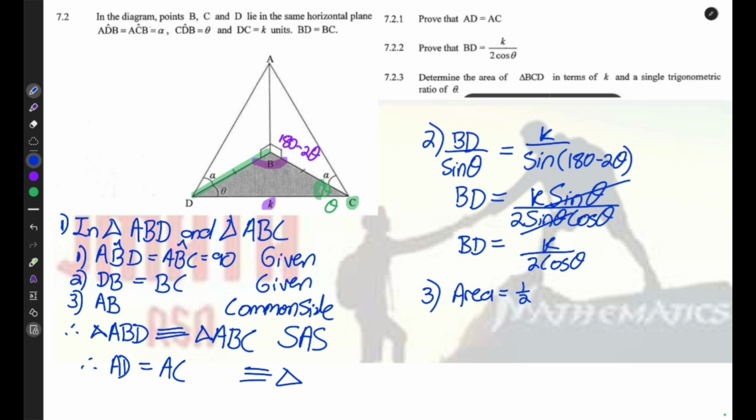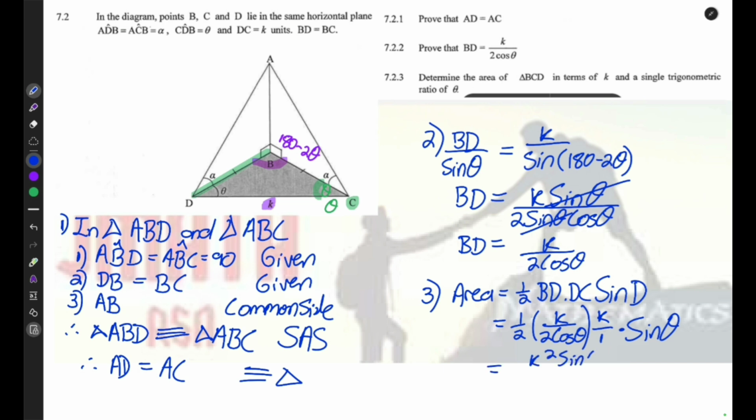So then it is going to be BD times DC, and then sine of angle D, which is just theta in this case, but let's make it a D, so you can see where I'm coming from. Now I can replace all of that with, we just found out BD is K over 2 cos theta, and DC, they just told me, is K. I'm just going to put it over 1, and then this is just sine theta. So to simplify that a bit, this would be K squared sine theta over 4 cos theta.